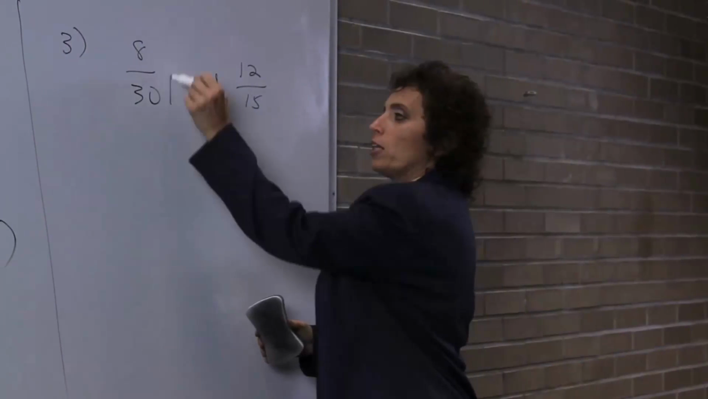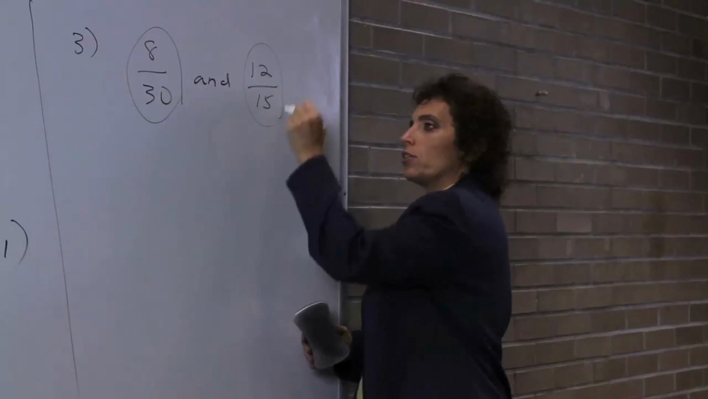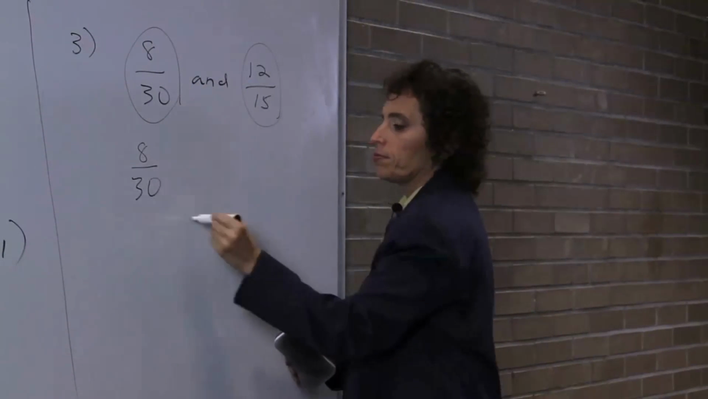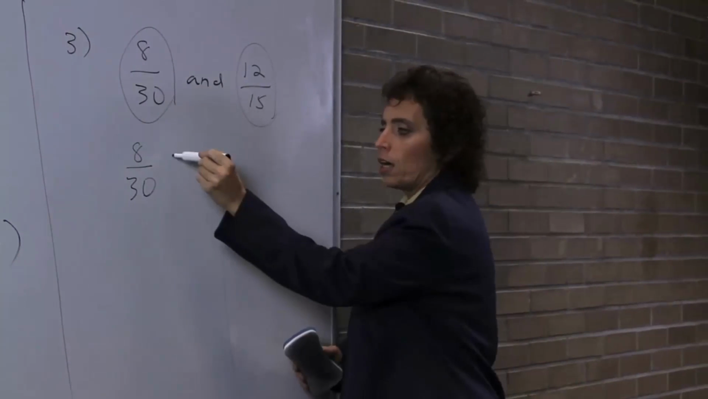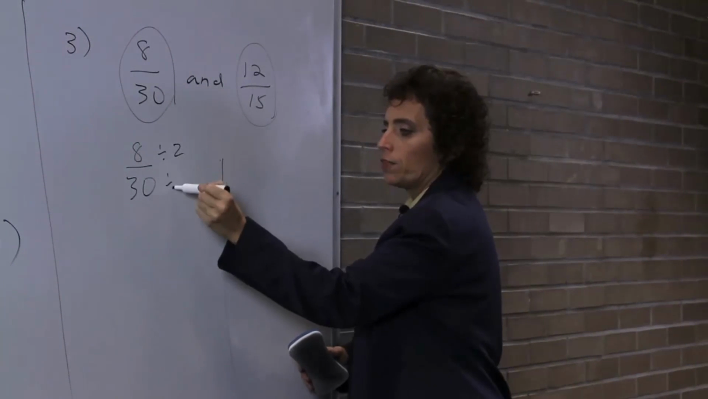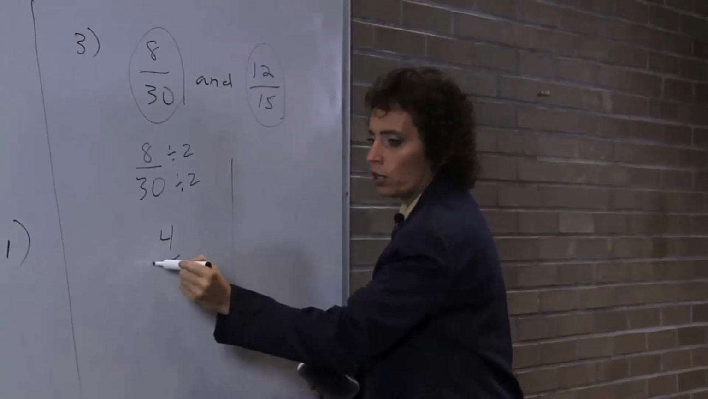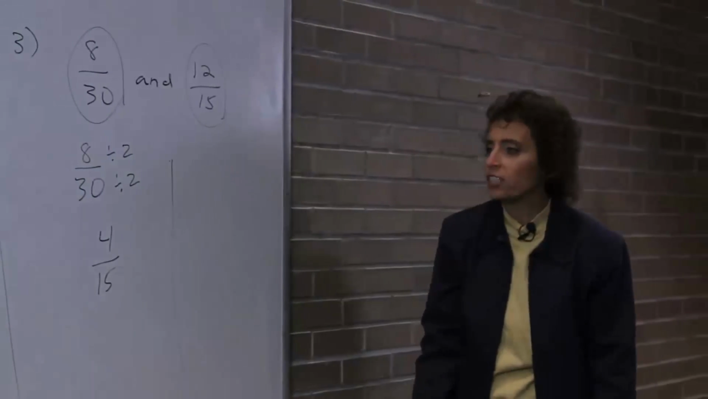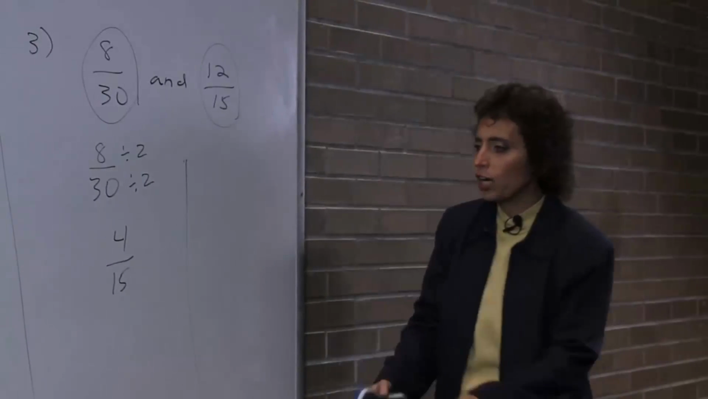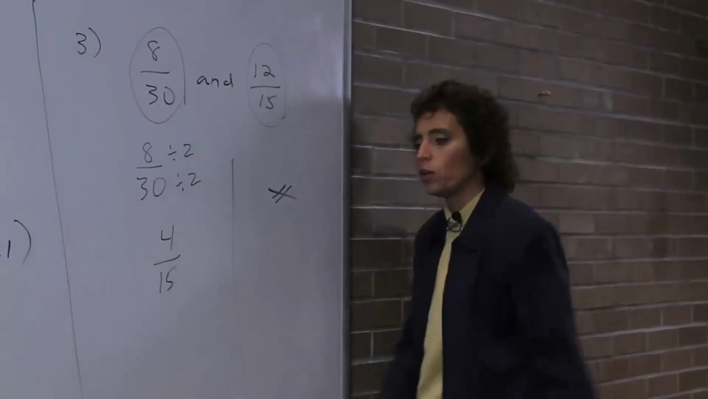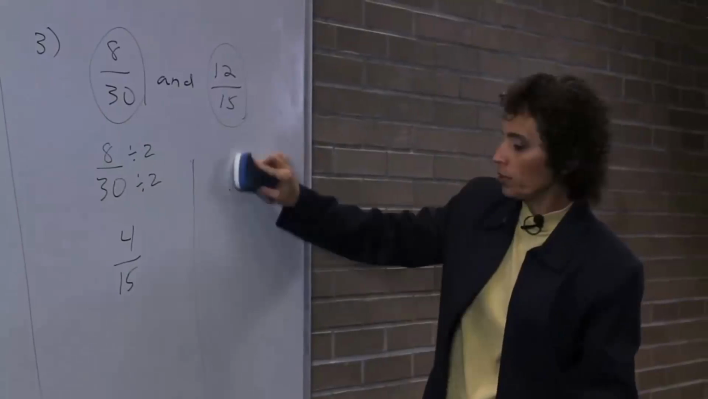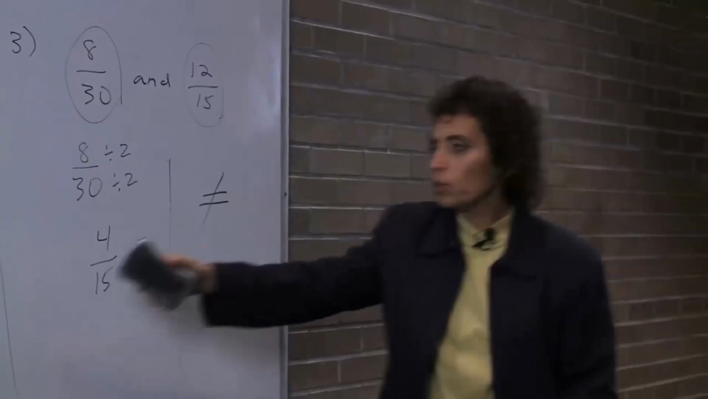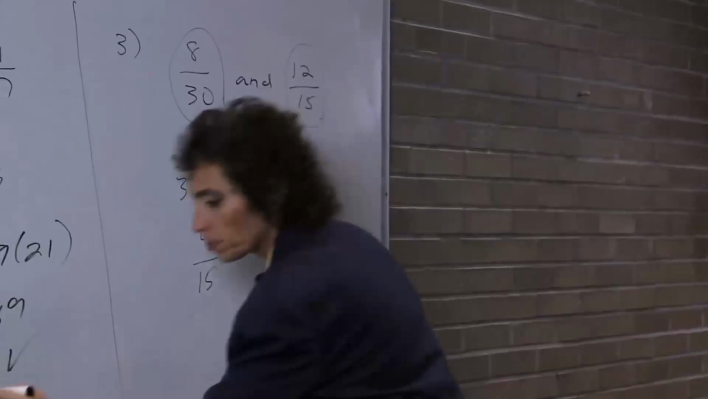All right, let's reduce this, and let's reduce this. If we reduce this, 8/30ths, I'm going to divide by 2. I'm going to divide by 2. I get 4/15. This obviously doesn't reduce to 4/15 because it's 12/15. So you're done. These are not equal. Oh, I think I went a little crazy on you. Let's do that better. These are not equal. So these are equal. These are not equal.